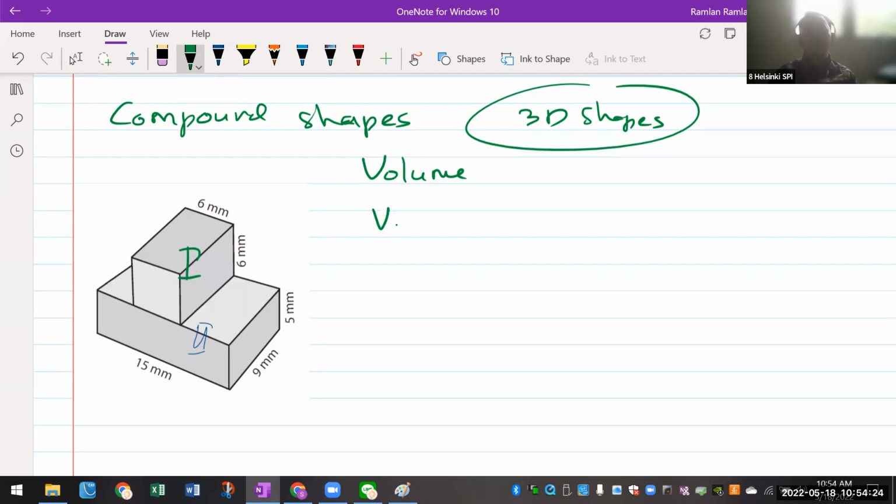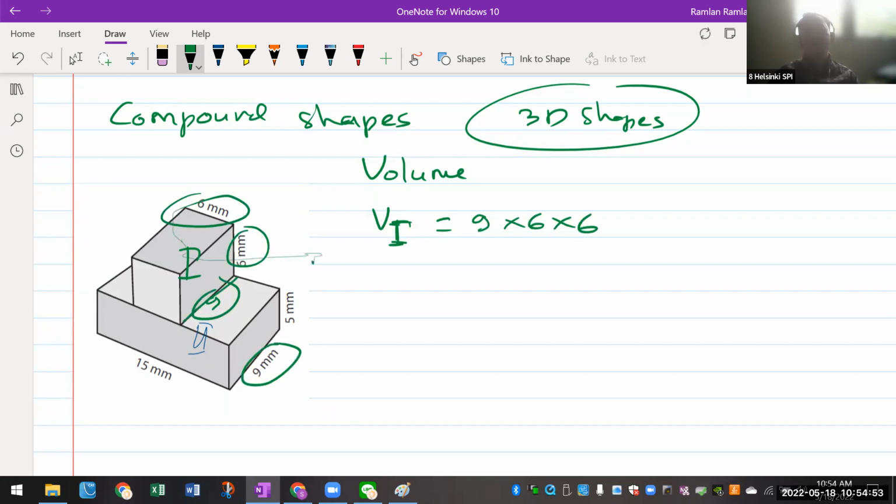Okay, so the volume 1, for example. If this is a written test, you can mark which one is shape number 1 and which one is shape number 2. So I'm going to mark with this one. Volume 1 is a rectangular shape. We know that this is 9, right? It's the same with this one. So that would be just 9 times 6 times 6. That is for the first shape.